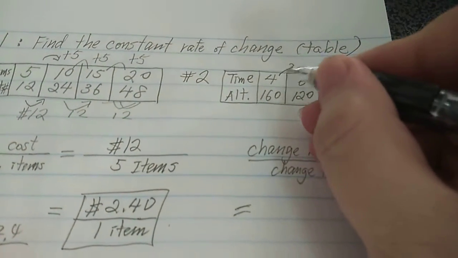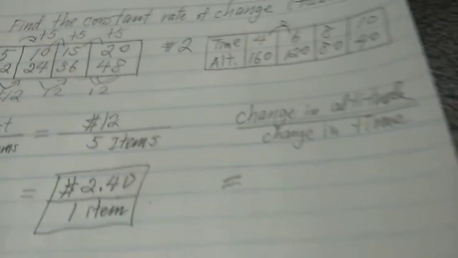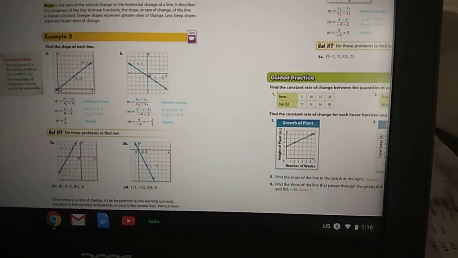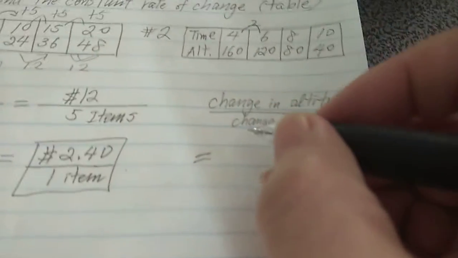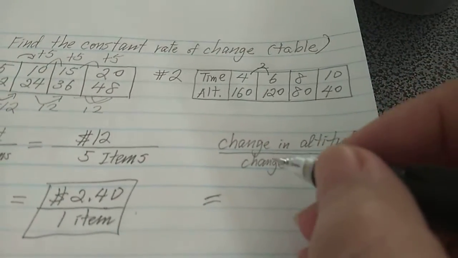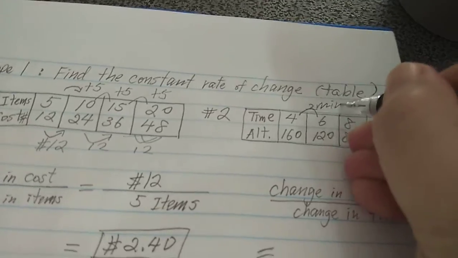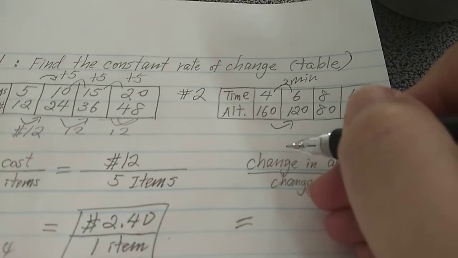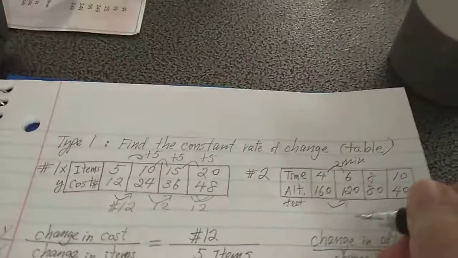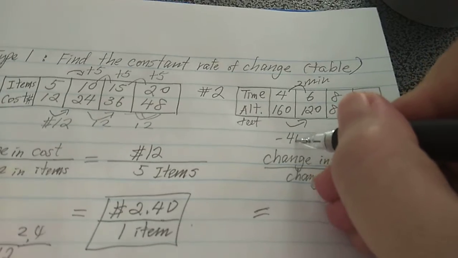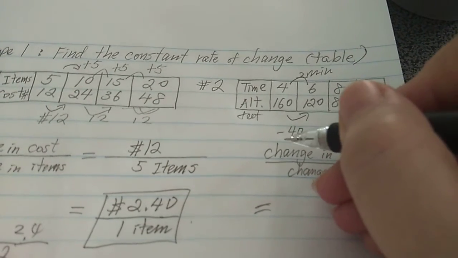Changing time, 2. I think it's measured in seconds or minutes. Let's see what the question asks for. It's in minutes. So we can see the change is 2 minutes between intervals. And then the change in altitude was measured in feet. So the change in altitude is minus 40, not 40, but a decrease. So it's a minus 40.